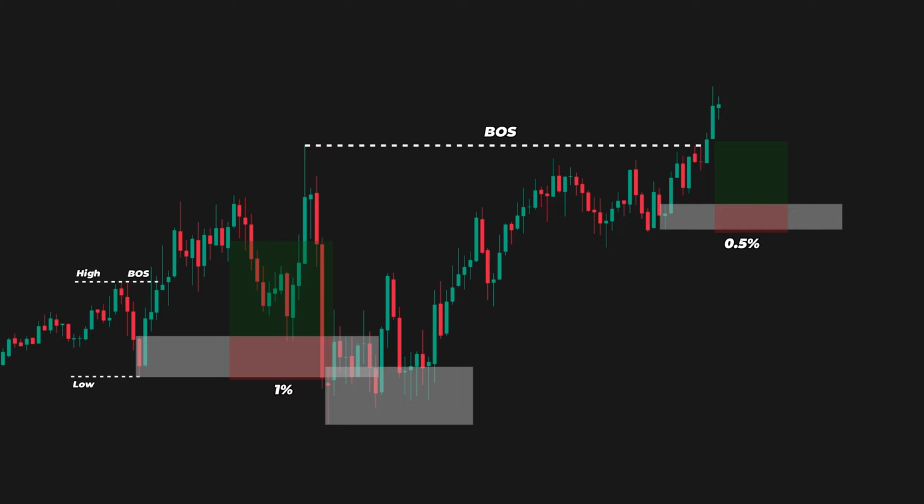In this case, the trade carries only 0.5% risk of the account. Unfortunately, price briefly sweeps our stop loss before continuing upward, invalidating the second trade. Despite this small loss, we still walk away with a net gain of 1.5% on the day, thanks to the first successful setup and proper risk management.